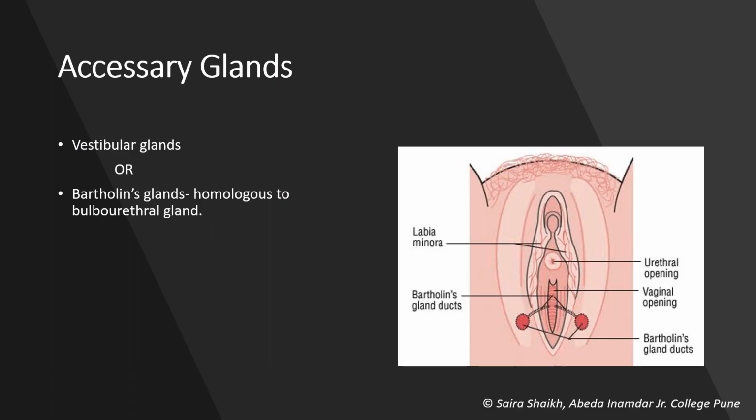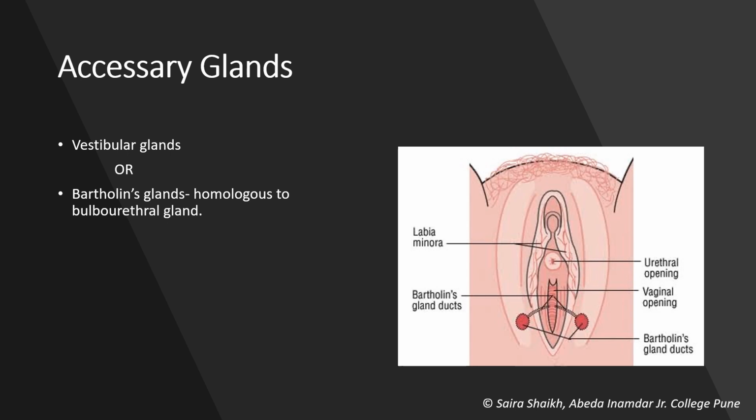Let us study the accessory gland present in the female reproductive tract, which is the vestibular gland. These are also termed Bartholin's glands. They are similar to the bulbourethral gland present in the male reproductive system. Hence, they are also called homologous glands. The size of this gland is like a pea.